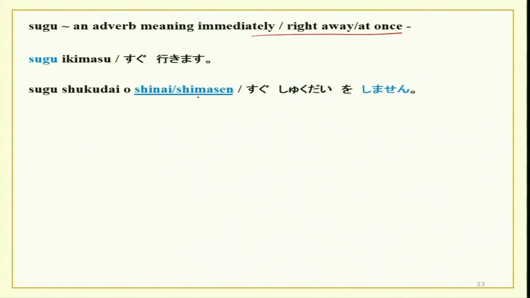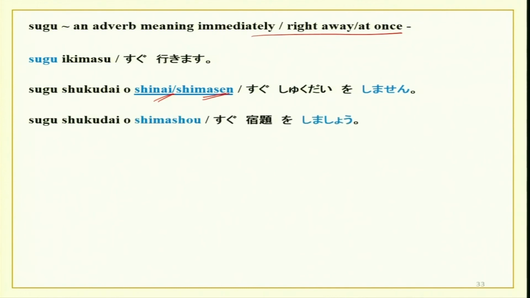Sugu shukudai o shimasen. I will not do my shukudai immediately. I will first relax, take a bath, watch TV, have food and then do my shukudai. Sugu shimasen, meaning I will do it later. Nai is in plain form, masen is in masu form. Now, sugu shukudai o shimashou. Let us do our shukudai immediately. Let us complete our shukudai immediately. Sugu shukudai o shimashou means let us do it quickly or right away.